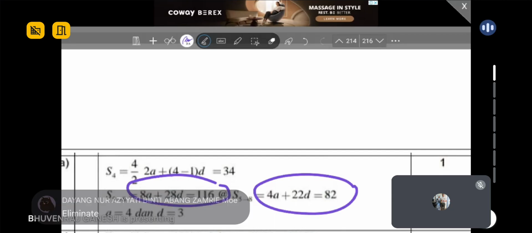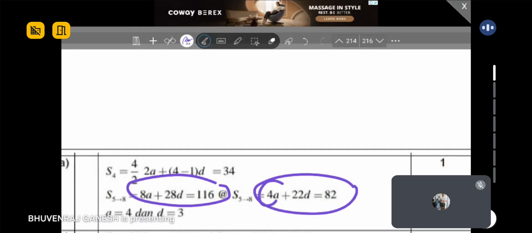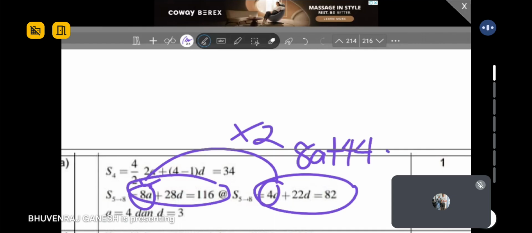Yes. Okay, eliminate, guys. Okay, penghapusan lebih senang. Why? Because you see 4a, 8a. 4a, how to come 8a, guys? Times 2. Am I right? So means that I just times 2 to the whole equation. So I get something like this.